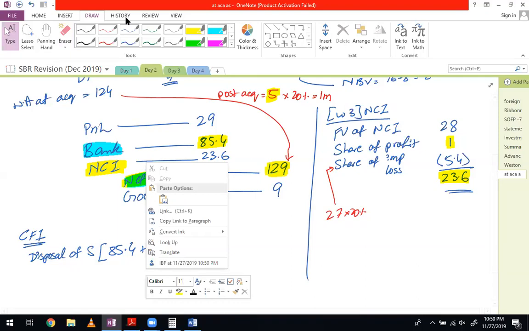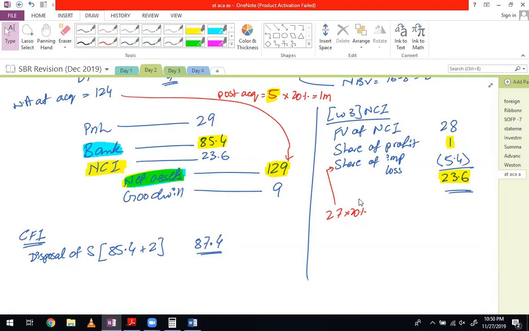Getting this, Cindy? Okay, that's good. Randolph is saying how many marks for all these? Randolph, around 5 to 7 marks would be for all this working that we have done.